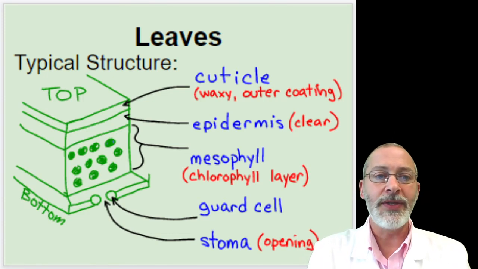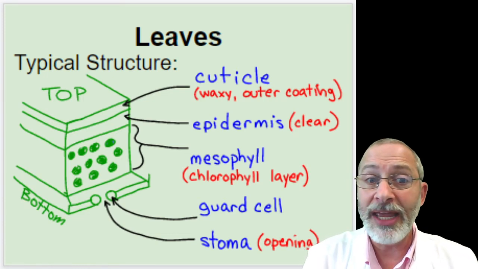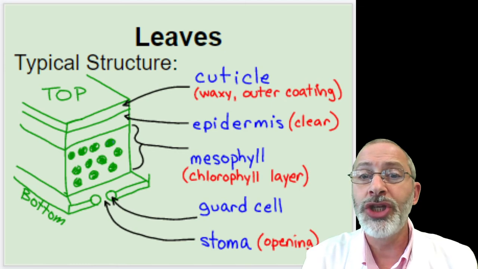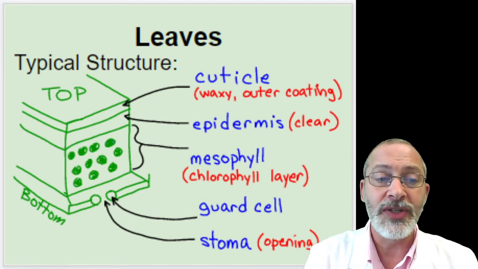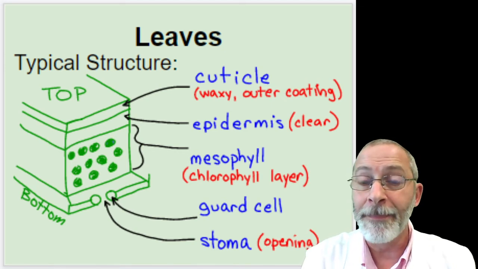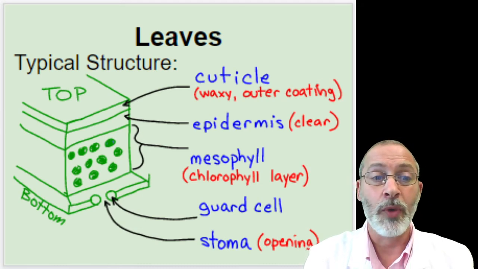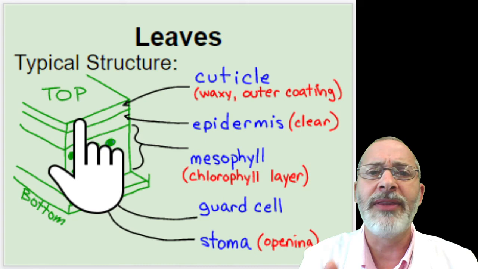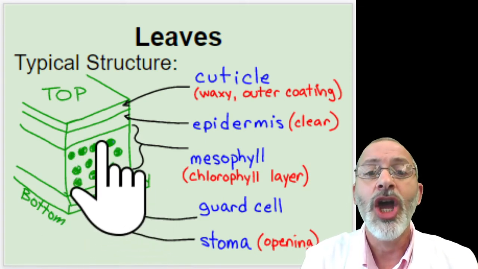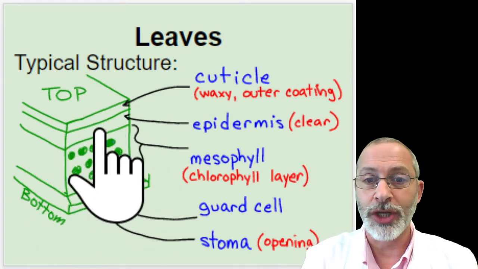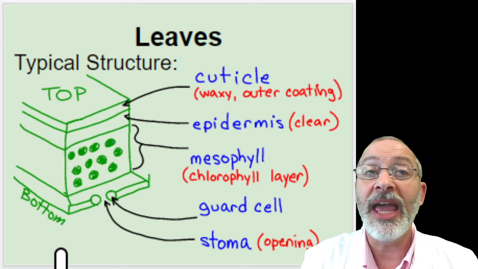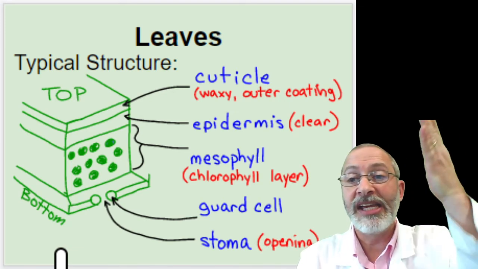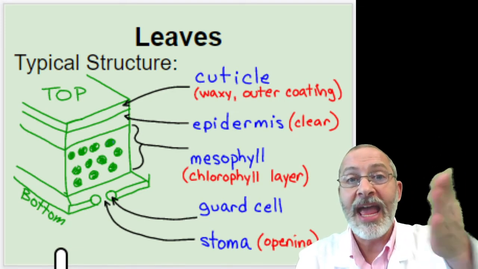So here is another diagram for you to label, and I want you to notice the different layers in this diagram. I'll start at the top and work my way down. At the very top, now as we're looking at this diagram, by the way, this is a cross section. Imagine taking a leaf and cutting it in half.